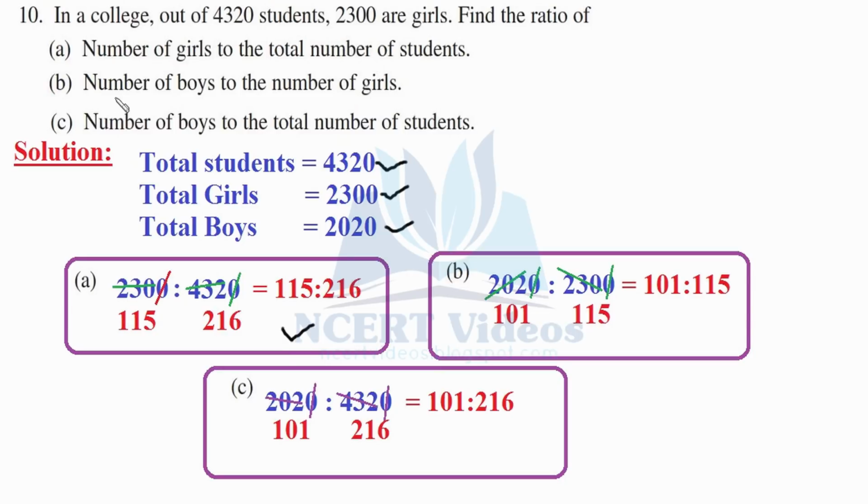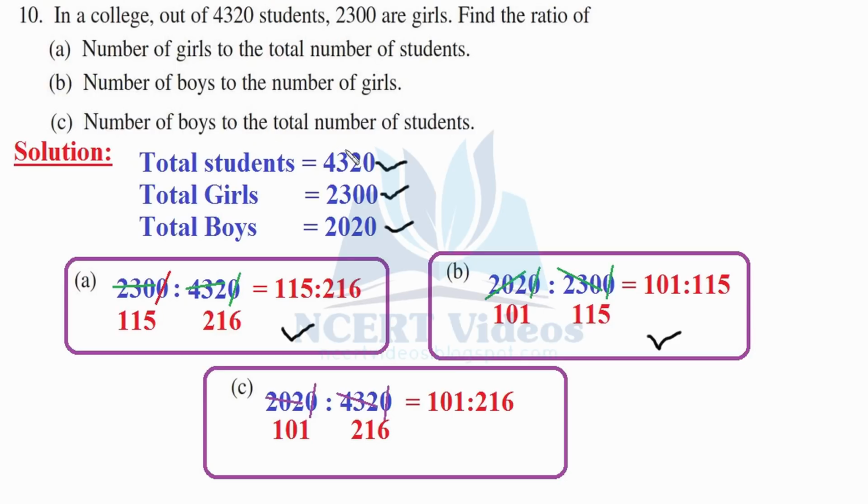Now B part, number of boys to the number of girls. Boys we have calculated 2,020 and the girls are 2,300. So putting the values, 0 cancels out and dividing by 2, 2 1s are 2, 0, 2 1s are 2, and here same way 2 1s are 2, 2 1s are 2 again, 1 is remainder, therefore it becomes 10, so 2 5s are 10. The required ratio is 101 to 115.